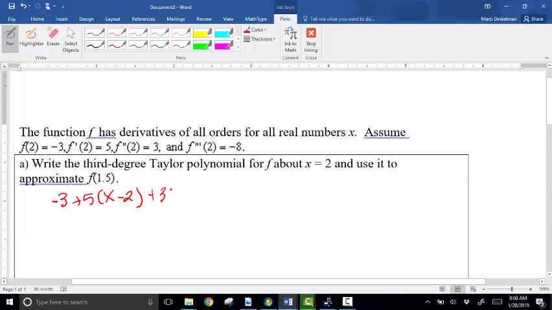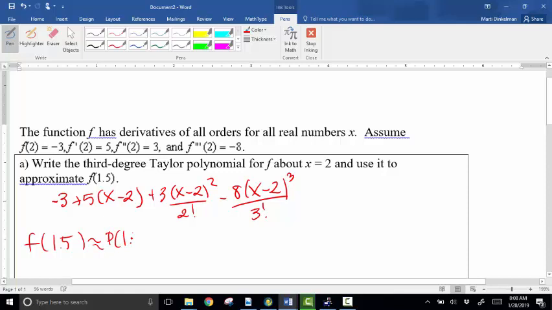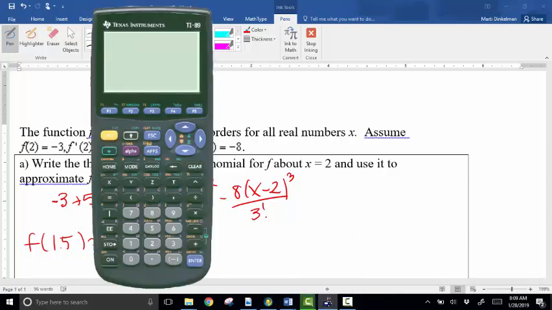Plus 3. This is the second degree term. So our x minus 2 to the second over 2 factorial. And then the third derivative is -8. So that's our polynomial. And then what they're expecting us to do then is to plug a 1.5 in. So I'm going to say something like f of 1.5 is approximately p of 1.5. And then I'm going to go to the calculator and plug those in.